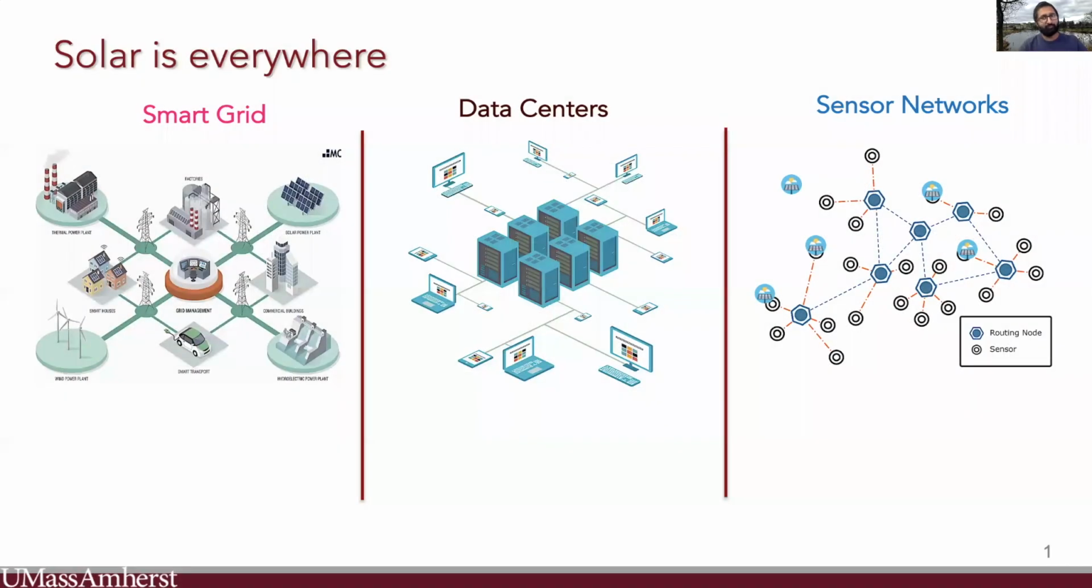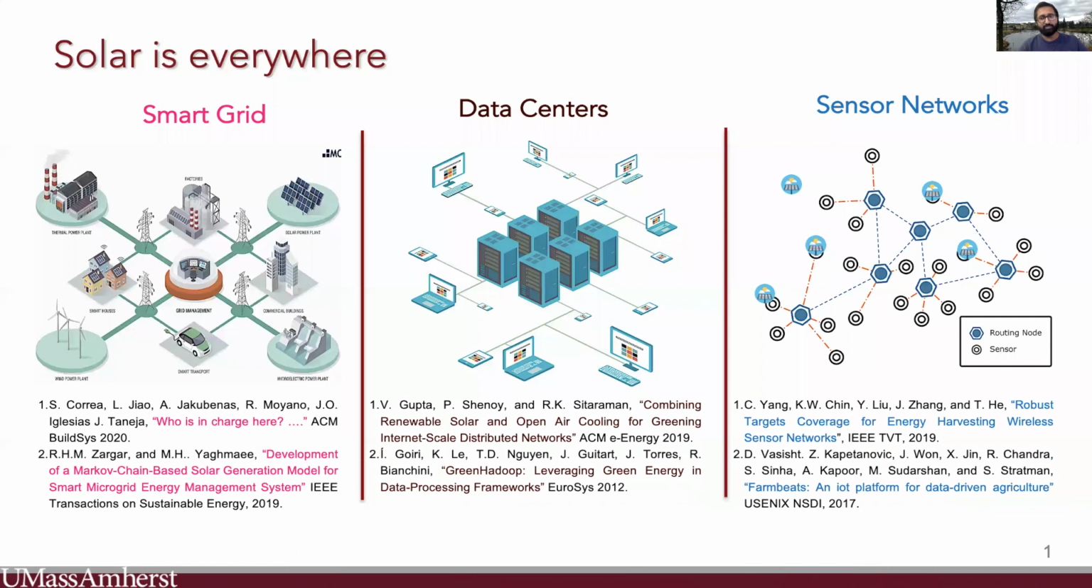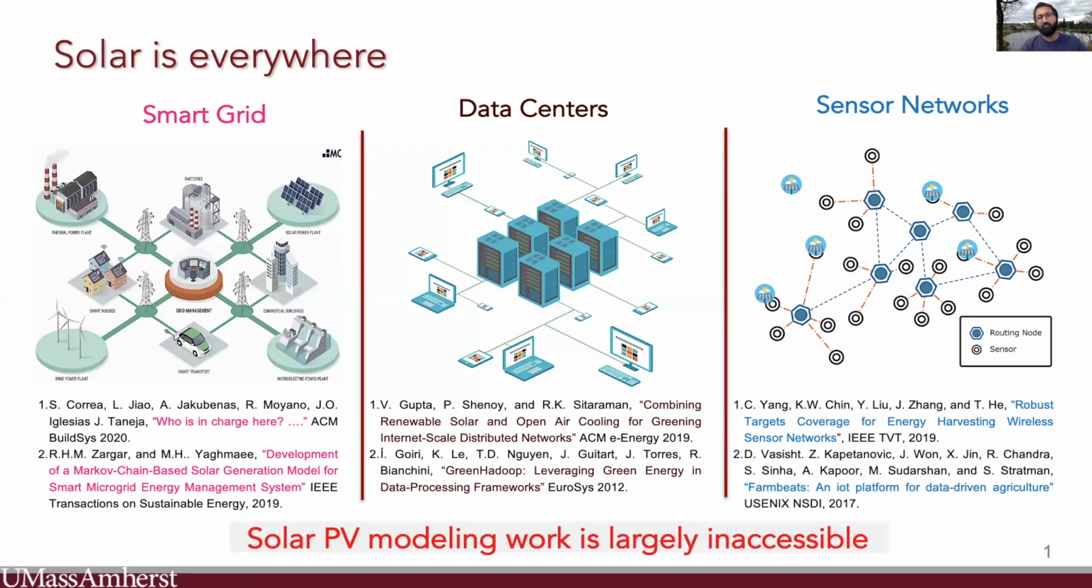Solar power is getting very popular, and we see its applications in the electric grid, data centers, and wireless sensor networks. I have listed a few latest papers across these three domains. Across these six papers, authors used five different modeling approaches to model the solar output. Also, the approaches used in these papers are very simplistic. However, this simplicity is not the fault of authors, as more accurate and sophisticated work on solar performance modeling is generally not accessible.